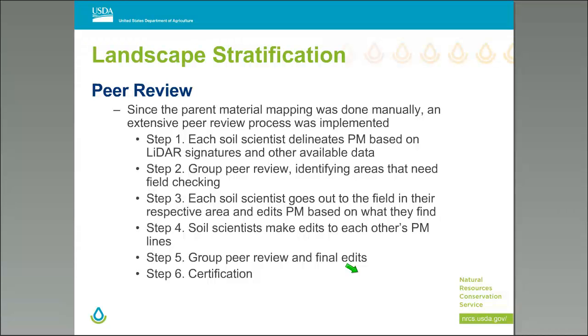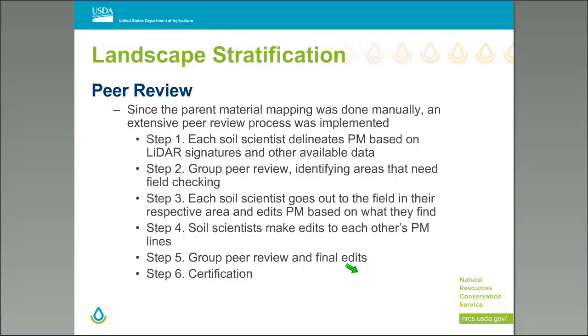we did incorporate an extensive peer review process, and basically, we divided up our mapping area each year among the soil scientists that were working in the office, and we went out in the field and figured out what parent material was where. The first step actually happened in the winter, where we were just looking at the LiDAR and drawing lines how we thought the parent materials were. And then we would sit down and do a group peer review, identifying areas that need field checking. And then we would spend the first half of the summer going out and checking all those areas and really making sure that we were confident in our parent material breaks.